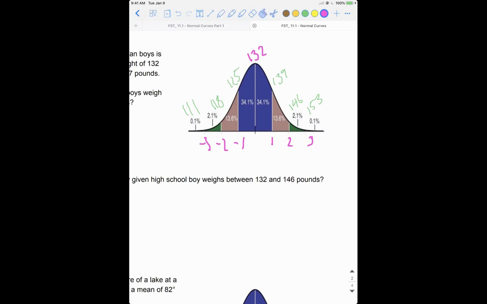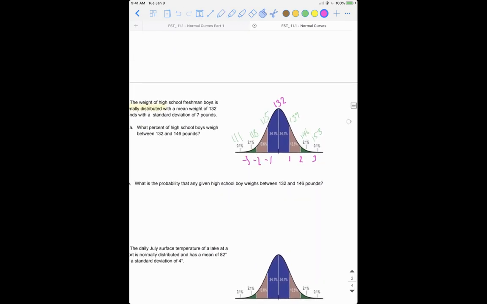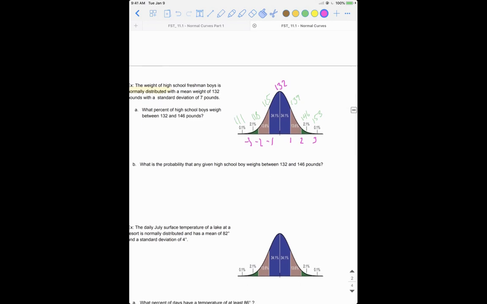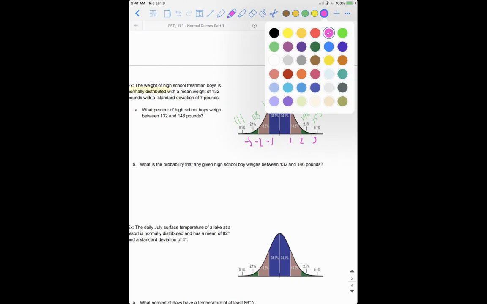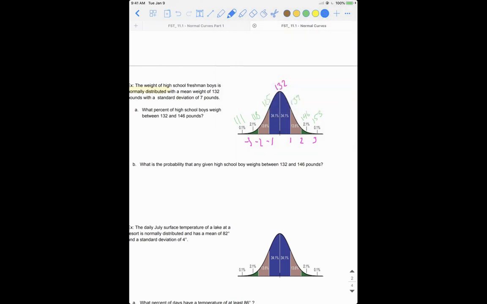All right, so from this we can start to look at some different questions about it. Let's see what this first question asks us. What percent of high school boys weigh between 132 pounds and 146 pounds? 132 pounds is our mean, and we want to go to 146 pounds. So we want to know what percent of freshman boys fall in that category. Let's go through and look at what our percentages for those two pieces are.